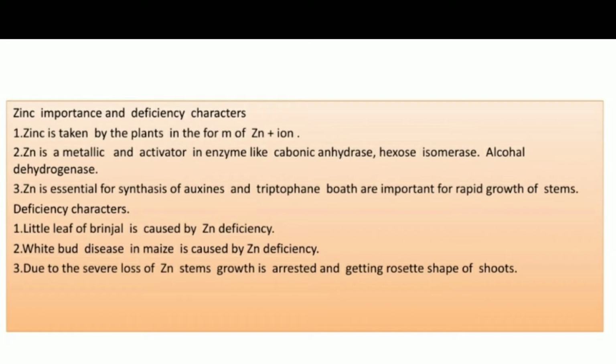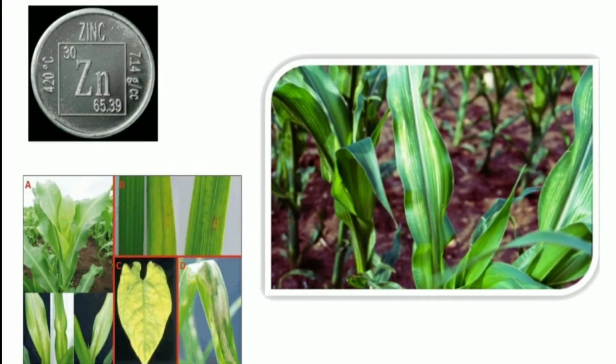White bud disease in maize is also caused by zinc deficiency, and severe zinc deficiency causes growth retardation and a rosette shape in shoots. So these are reliable examples of zinc deficiency. The white margins occur on the maize, and deficiency characters are very clear on younger leaves. So these are the deficiency symptoms present on plants.